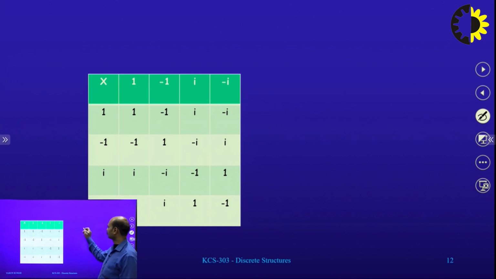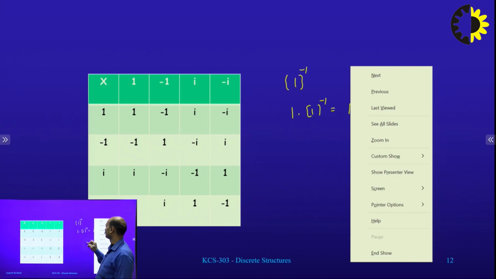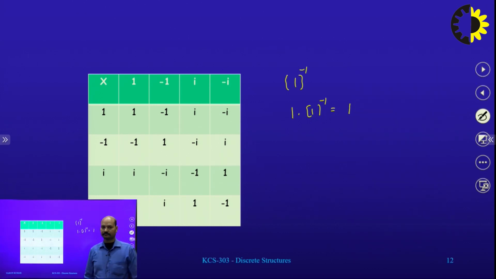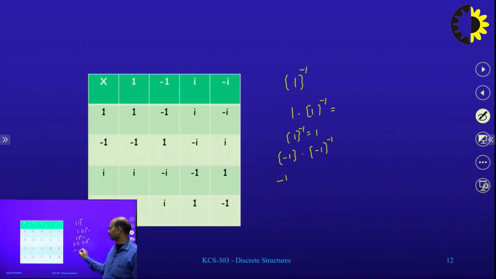So, what is the inverse of 1? What is the inverse of 1? The inverse of 1 is such that 1 dot 1 inverse must be the identity element, and the identity element is 1. So, 1 inverse is 1. What about minus 1 inverse? Minus 1 inverse is again minus 1. If we multiply minus 1 dot minus 1, that becomes 1. So, minus 1 inverse is minus 1.